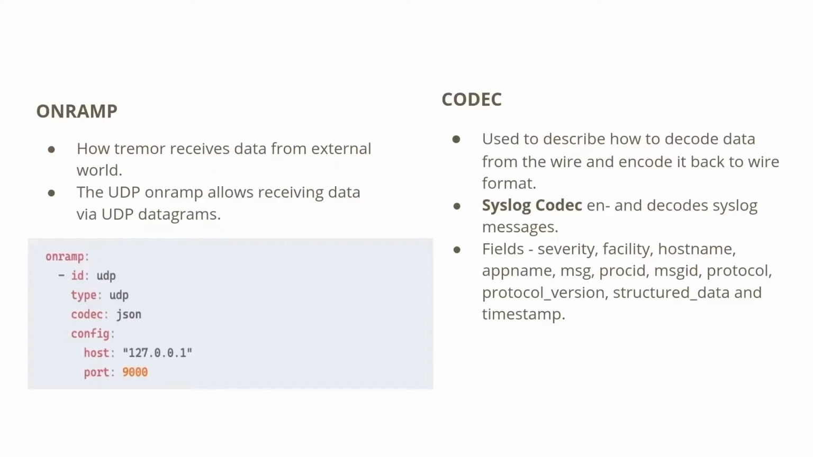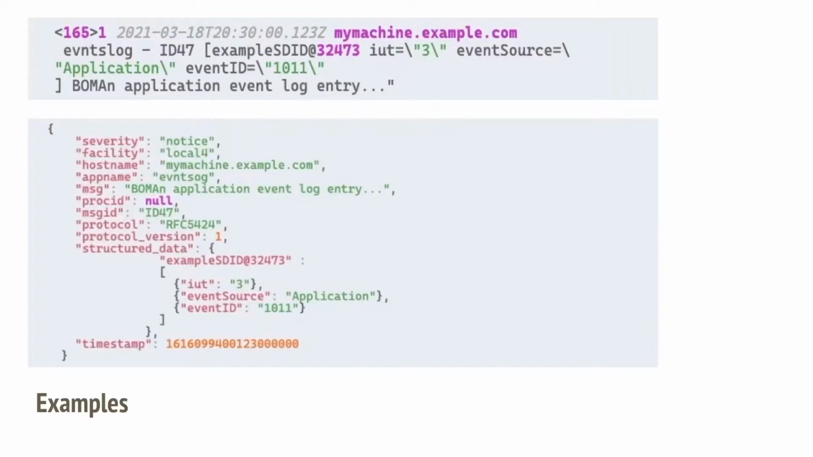The syslog codec processes a syslog message and returns an object with fields like severity, facility, hostname, app name, message, proc ID, message ID, protocol, protocol version, structured data, and timestamp. Here's an example of how the syslog codec processes a typical syslog message. This is a syslog message in the standard IETF format. It is passed through the syslog codec and the codec returns this kind of object.